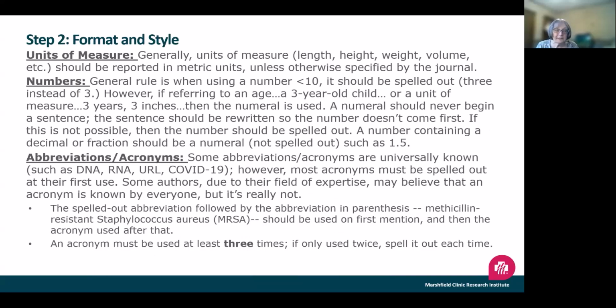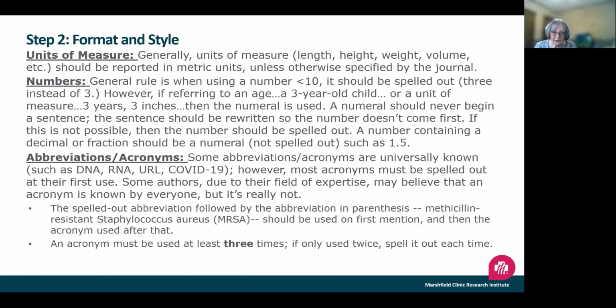I'm going to go quickly through these because I know I don't have a lot of time, but pay attention to things like units of measure, numbers. The general rule is when you're using a number less than 10, and this is pretty standard, so you probably know this, it should be spelled out unless it's an age or a unit of measure, and you should never use a number to start a sentence.